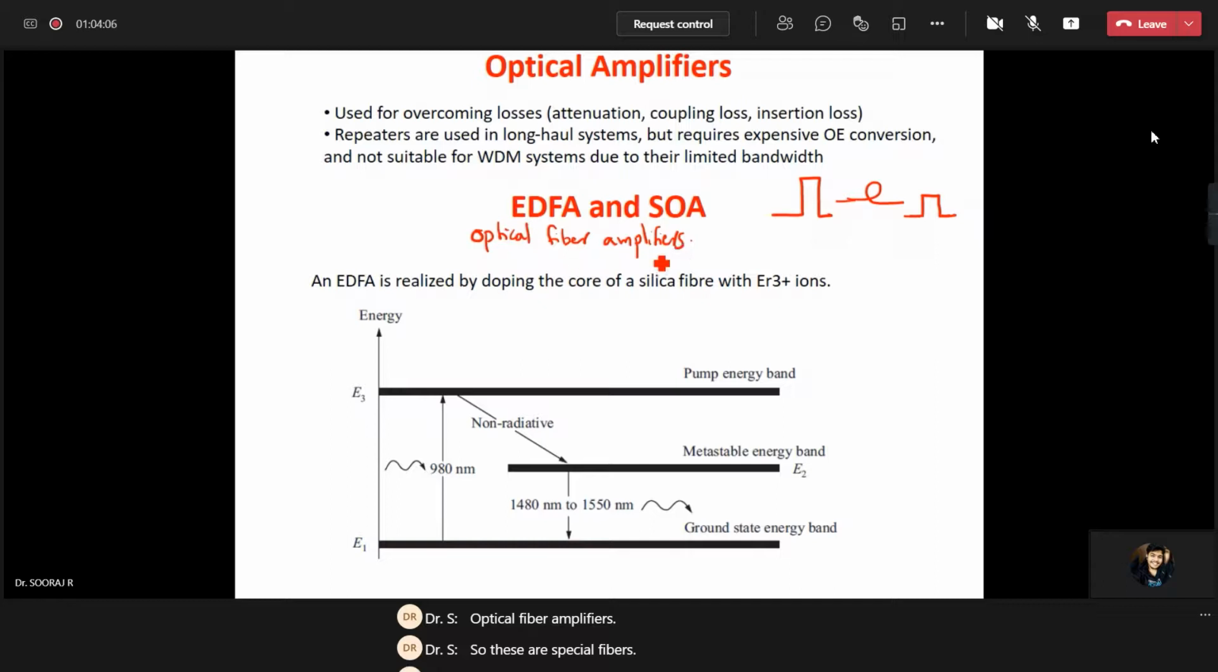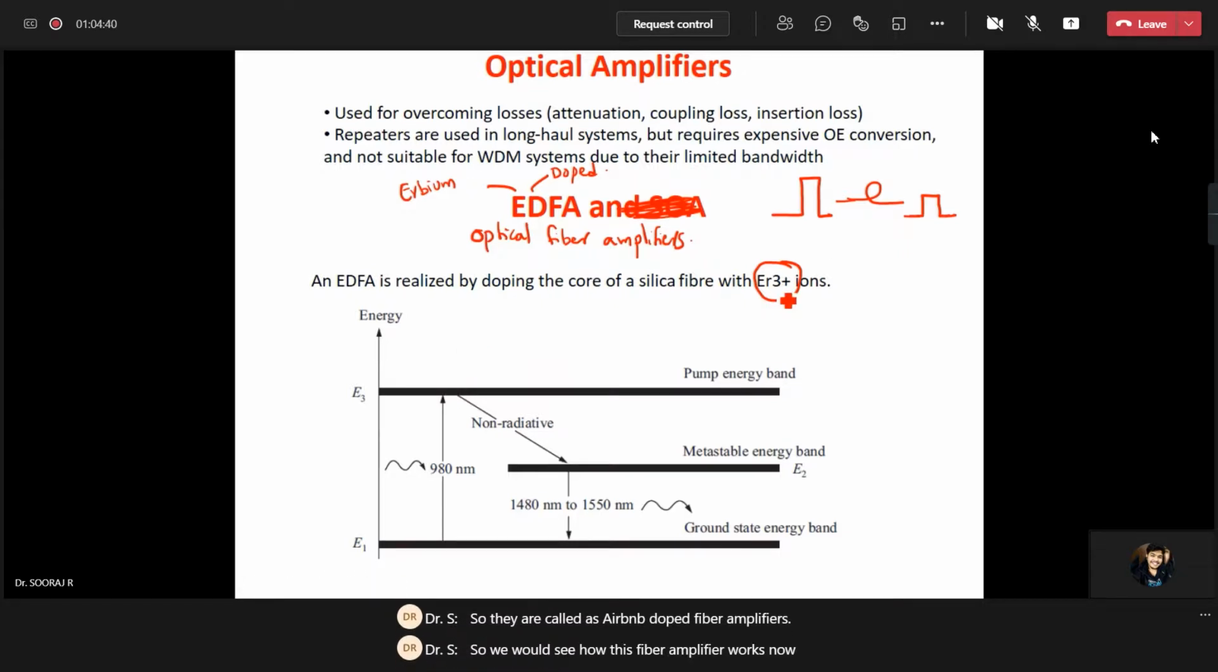These are special fibers where inside the core of the optical fiber, you dope it with a material called erbium, or erbium 3+ ions. And therefore, these fiber amplifiers are also called erbium doped fiber amplifiers, or in short, EDFA. So E stands for erbium doped fiber amplifiers. So we will see how this fiber amplifier works.